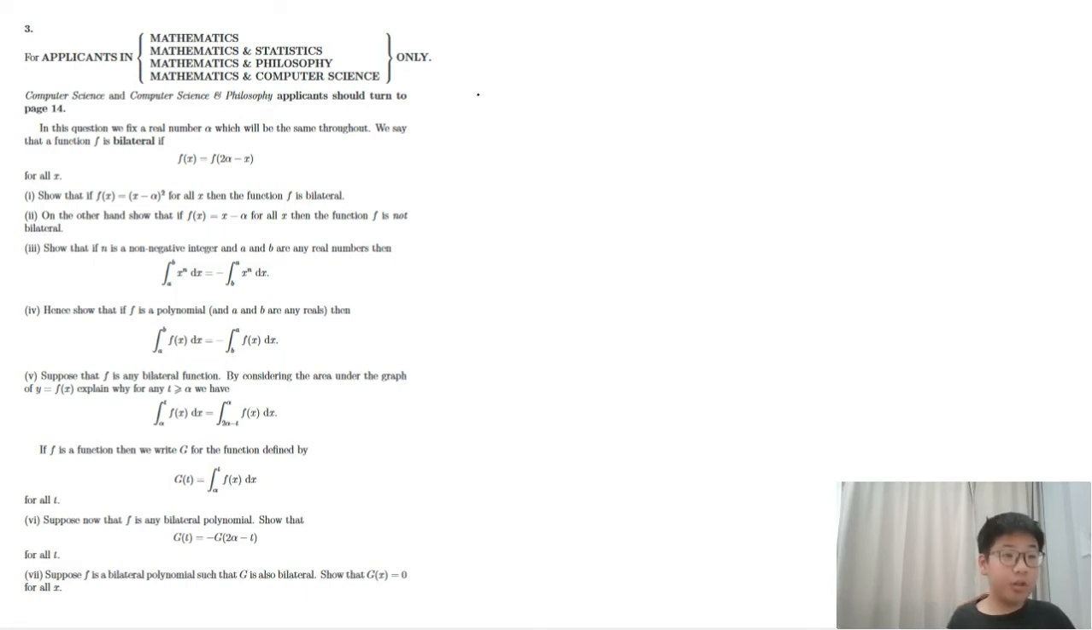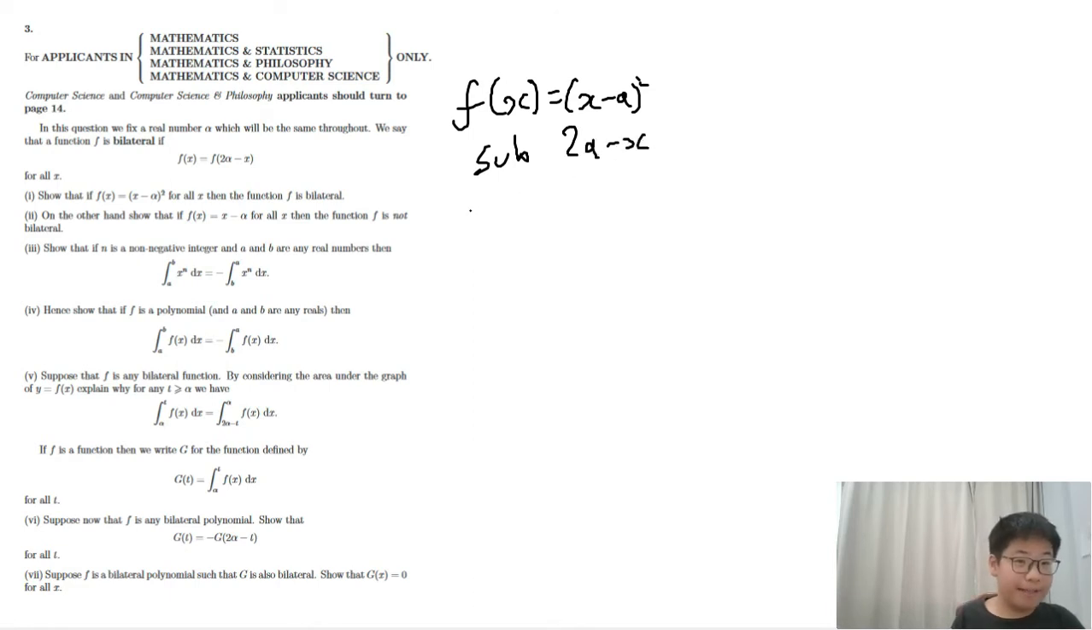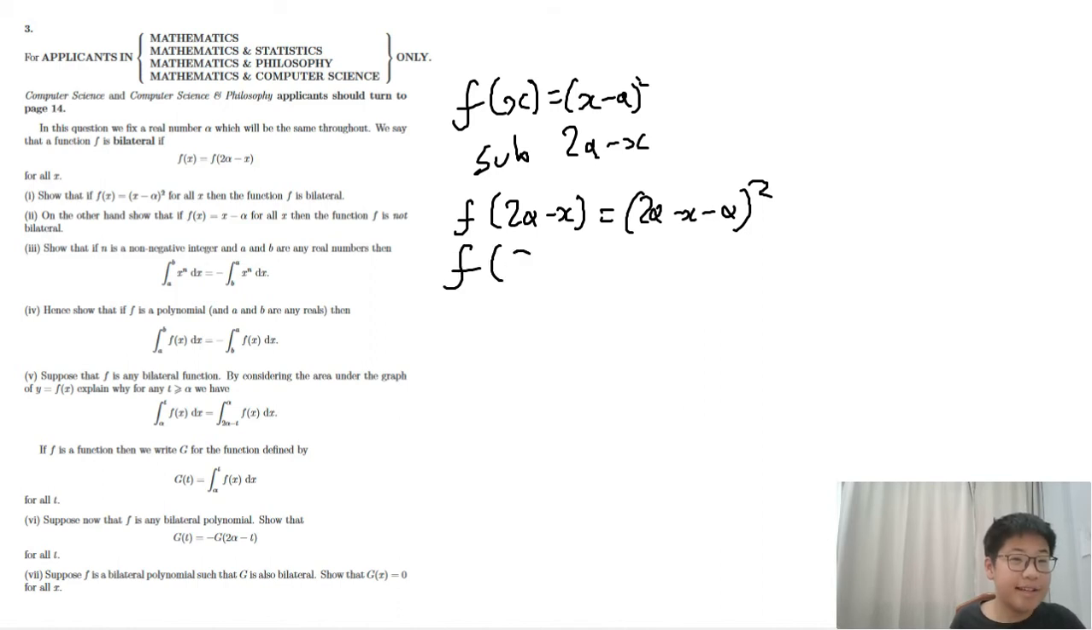Question 3 of 2016. Show that if f of x is (x minus alpha) squared for all x, then the function f is bilateral. Let us write down f of x. How do we show that a function satisfies a certain property through a substitution? We do the same substitution to the function, in this case 2 alpha minus x. We substituted 2 alpha minus x, and then we are now going to simplify.